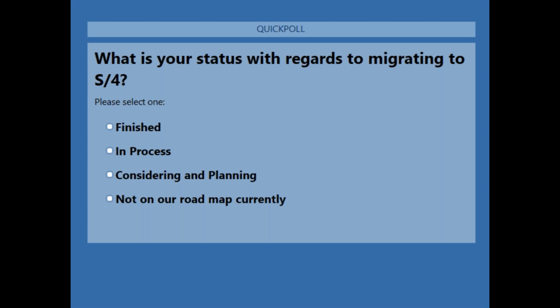Right. Got about 30% of the audience who voted. Yep. Sounds like a Russian voting election. 33%. All right. Cool. We'll give it another couple of seconds. Well, so far it looks like about half are in the planning stage, considering planning, about 20% in process, 10% not on their plans, and then 30% are already finished.